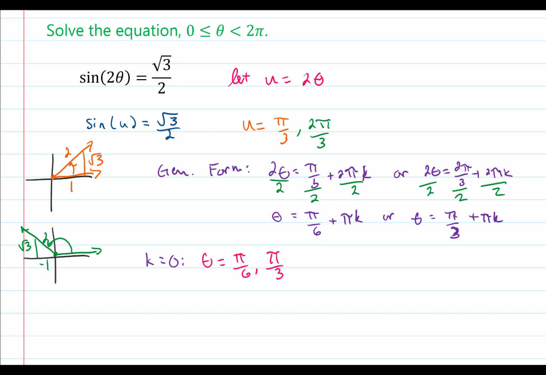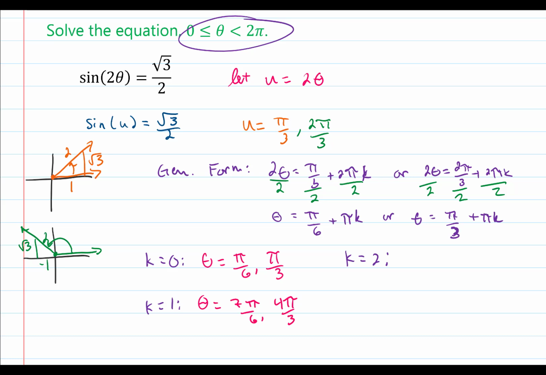Now we do the same thing for k is equal to 1. And so for when k is equal to 1, we're going to take pi over 6 plus pi. So that means theta is equal to 7 pi over 6. We are also going to take pi over 3 plus pi, which means theta is equal to 4 pi over 3. We now think about k is equal to 2, but we're going to stop right there. Even though we could keep going as many times as we want to find as many solutions as we want, we are going to stop right here because, again, we are told that theta is less than 2 pi.